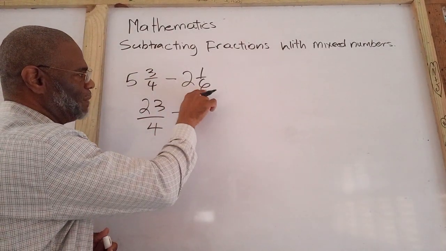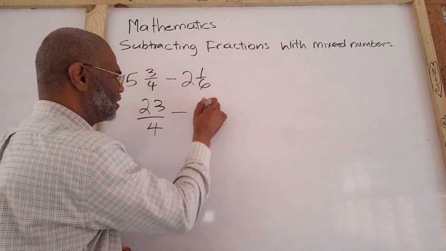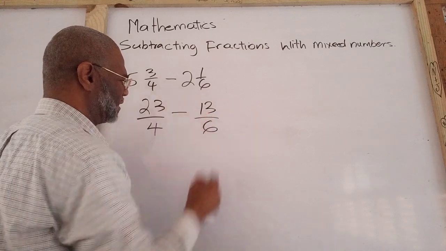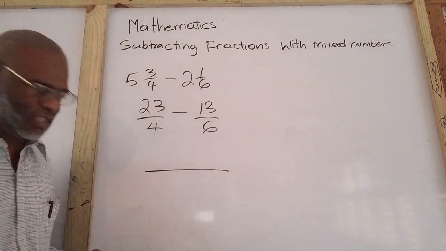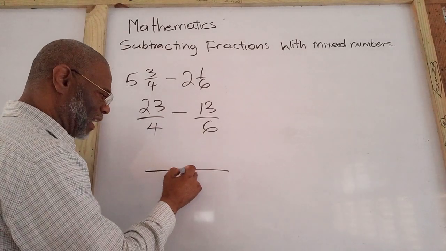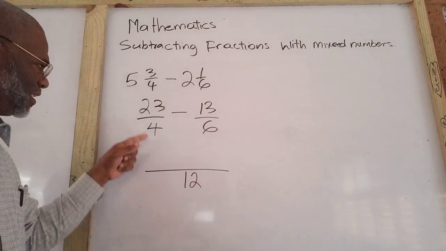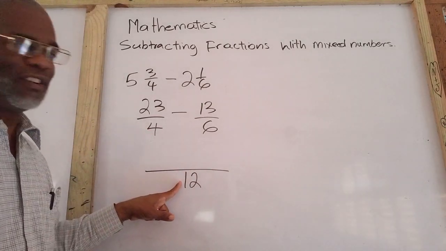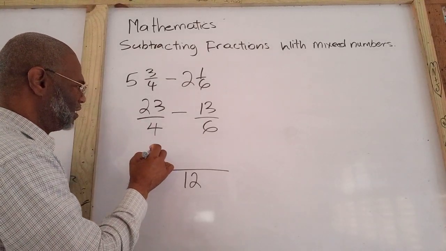Minus 2 times 6 is 12. 12 plus 1 is 13 over 6. Now we find our least common multiple. The least common multiple of 4 and 6 is what? 12. Good. So 4 into 12 is 3. 3 times 23 is what?